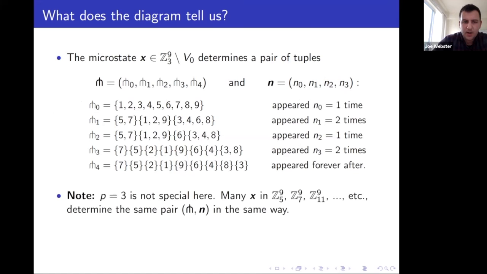Before I move forward, I want to note that the prime p equals 3 was not really special for this example. I could have found very many states in Z5 to the 9, or Z7 to the 9, or Z11 to the 9, and so on, that produced this same exact chart of data. So given this tuple of partitions and this tuple of natural numbers that goes with it, I could have found big sets of states in each of these spaces that determine the same exact data.